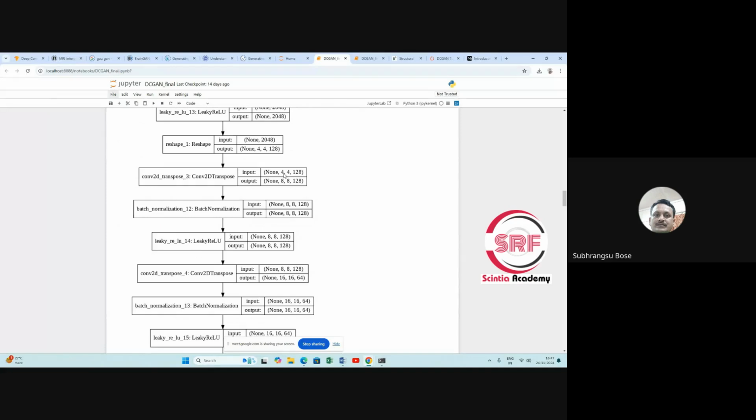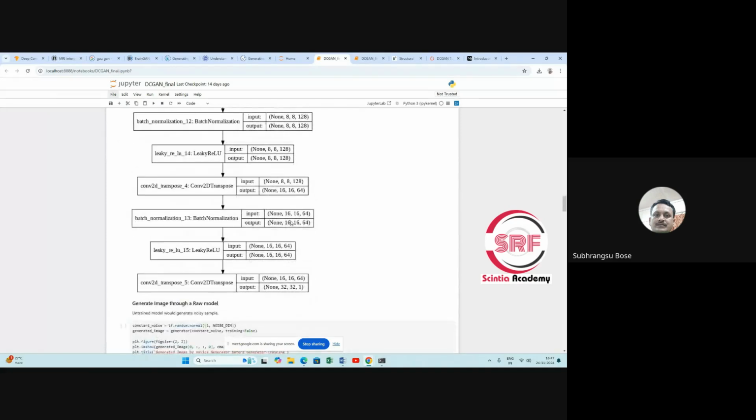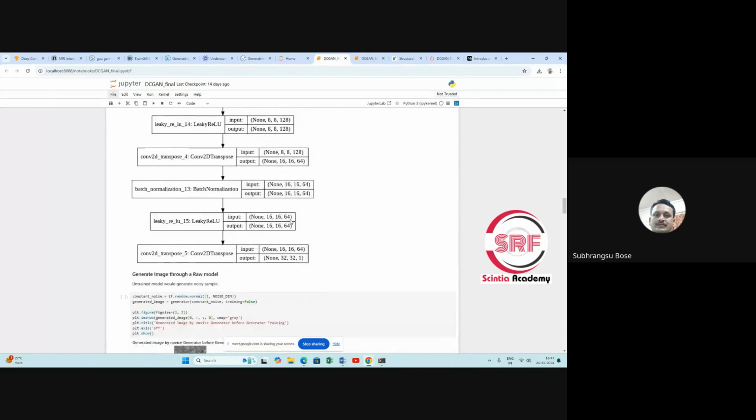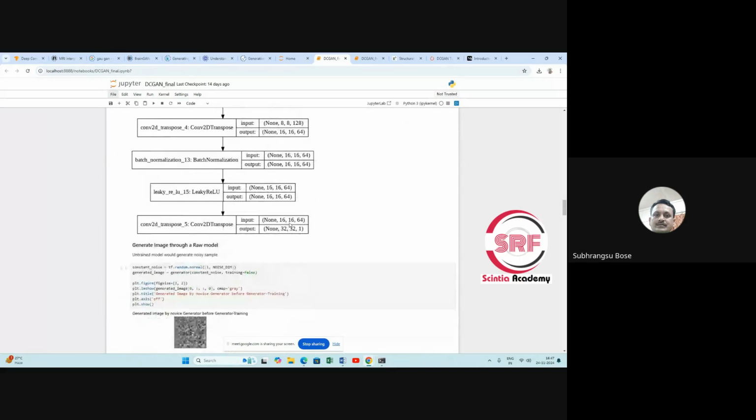Say one model 4, 4, 128, 8, 8, 128, 16, 16, 64. Just height and width increased and channel is reduced to 1, 32, 32, 1. Last convolution network, see input 16, 16, 64 and output is 32, 32, 1. Height and width is increased, channel is reduced.